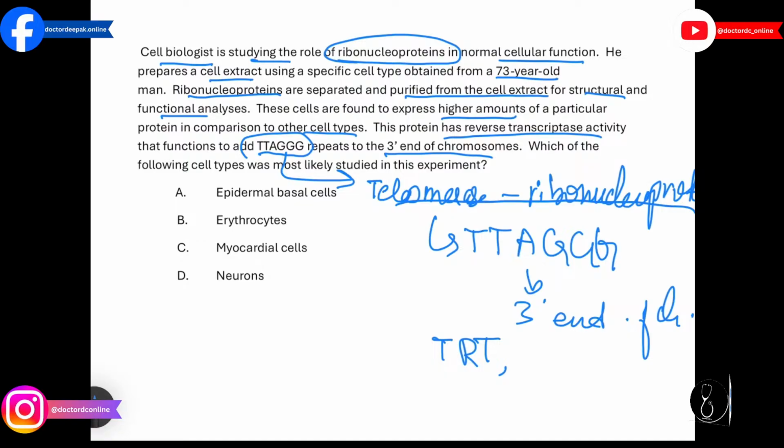So in all these cells, the epidermal cells are stem cells, while the myocardial cells and neurons are all somatic cells. These all have short telomeres, and the epidermal stem cell has long telomeres. Therefore, it produces more protein than others. And this is the same sequence I already told you, TTAGGG. And this is the enzyme telomerase, which is a reverse transcriptase.